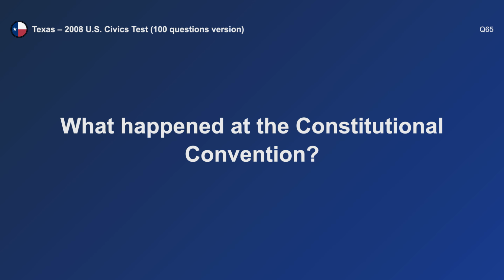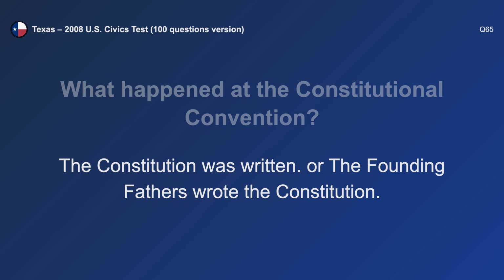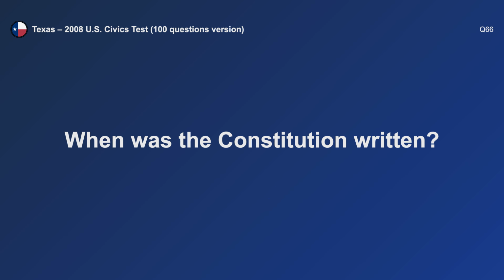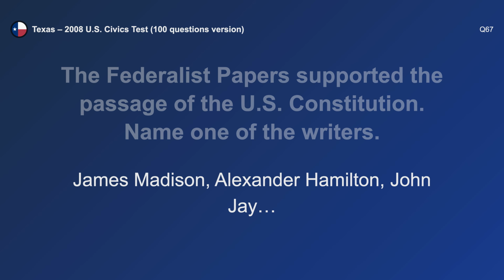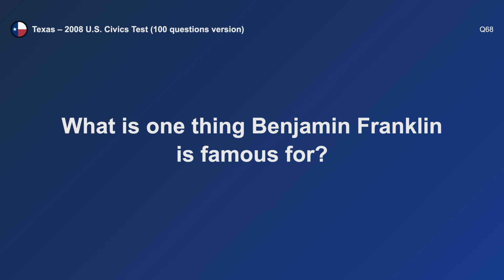What happened at the Constitutional Convention? The Constitution was written. When was the Constitution written? 1787. The Federalist Papers supported the passage of the United States Constitution. Name one of the writers. Alexander Hamilton. What is one thing Benjamin Franklin is famous for?